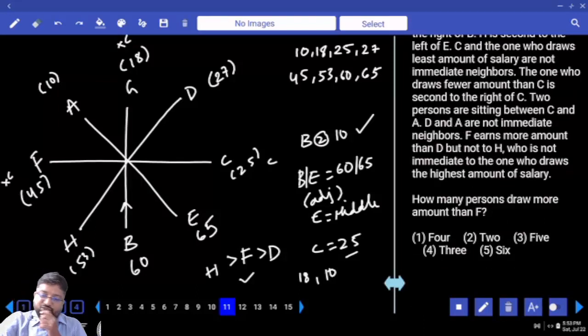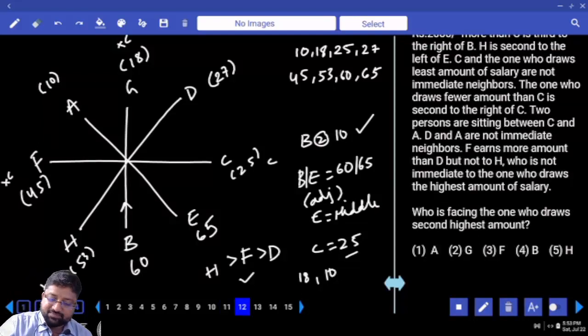How many persons draw more amount than F? What is F's salary? 45. How many are more than 45? 3. Who is facing the one who draws the second highest number? What is the second highest number? 60. Who is opposite to 60? G.